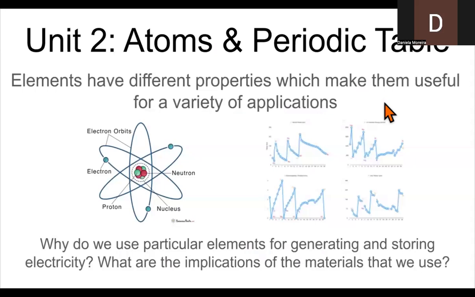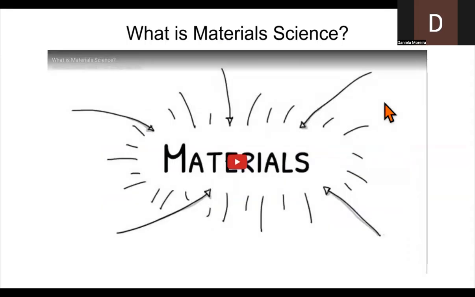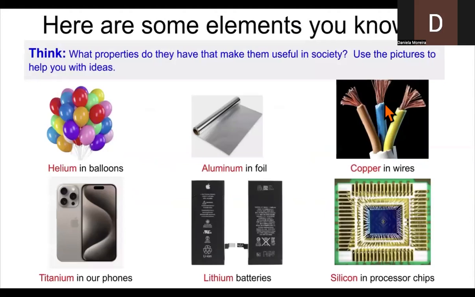So unit two is about atoms and the periodic table. Here on the left, there's a picture of the atom, maybe something you've looked at in middle school and some of the terms you've seen before. And below, there's some graphs, and we're going to be doing a lot of graphing and plotting throughout this semester with us. So what is material science? So here's some elements you do know. Think, what properties do they have that make them useful in society?